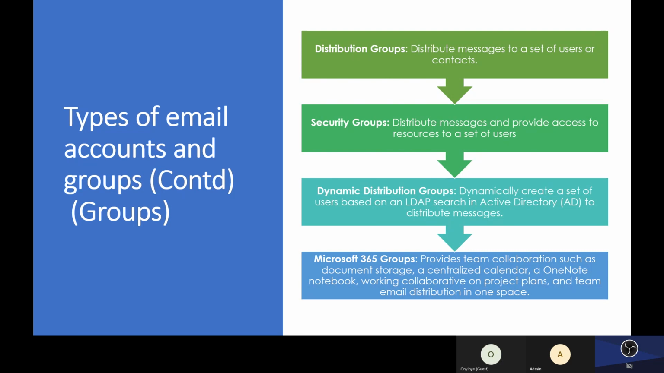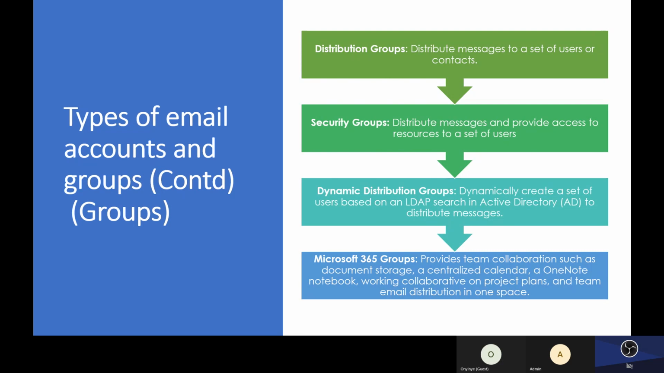Now, we talk about the Microsoft 365 groups. This is more encouraged now, and it is what a lot of people are creating. The Microsoft 365 group provides team collaboration, such as document storage, a centralized calendar, a OneNote notebook, working collaboratively on projects, plans, and team email distribution, all in one place. The use case is that it is excellent for team or department collaboration when other resources such as your OneNotes or OneDrives are needed. So today, typically, if you create a team in Microsoft Teams, it will also create what is referred to as a Microsoft 365 group.